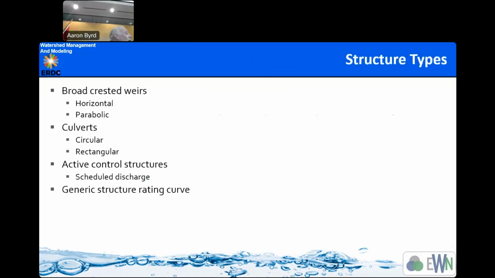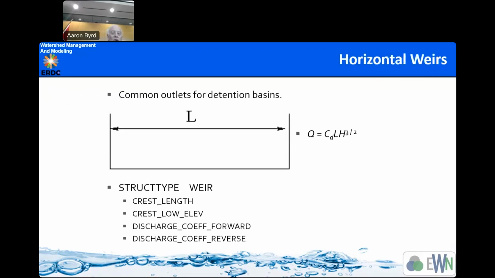All right, so structure types: broad crested weirs, two different types; culverts, circular and rectangular; active control structures, scheduled discharge. Like if you have a dam, you have a gauge at the discharge of the dam, and you can put that in your model. You do that a lot. Generic structure rating curves. And horizontal weirs, using this equation listed here.